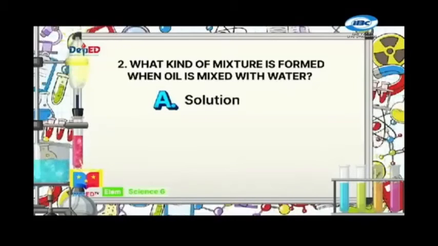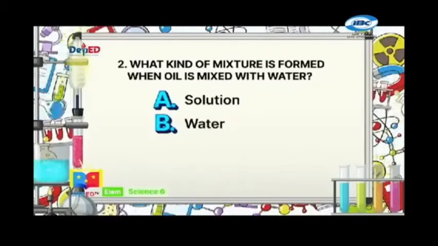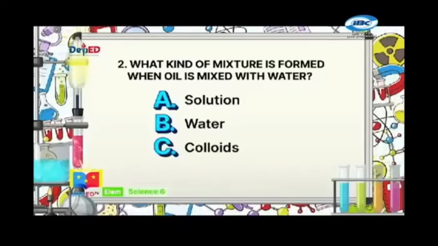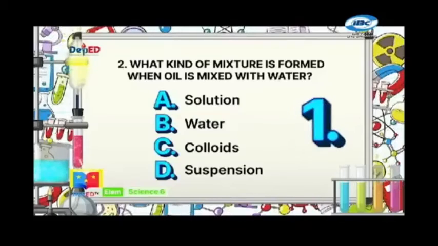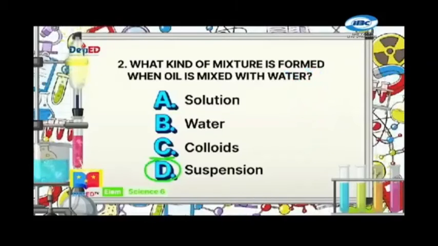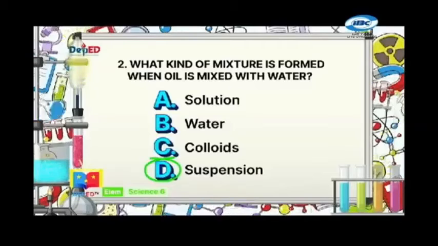Number 2. What kind of mixture is formed when oil is mixed with water? A. Solution. B. Water. C. Colloids. Or D. Suspension. The correct answer is letter D. Suspension.